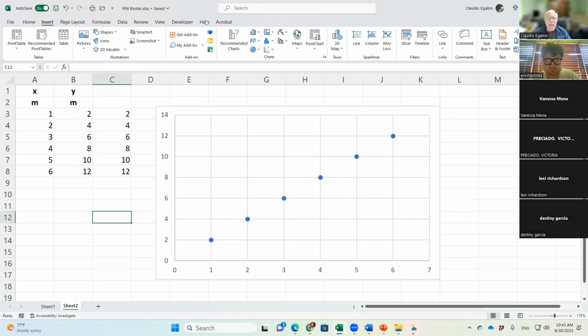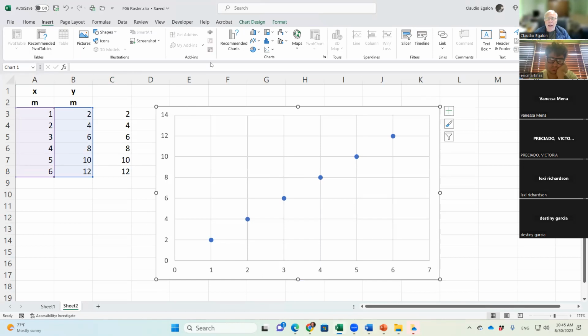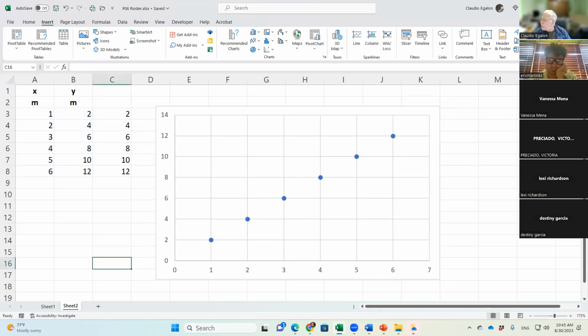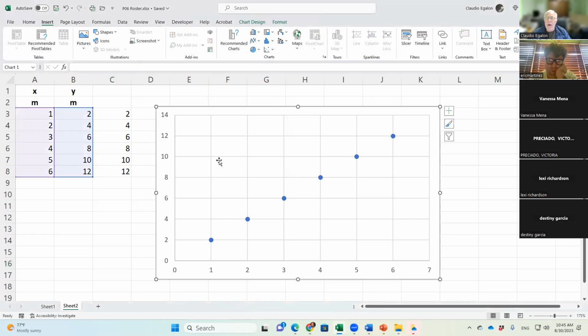Notice what happens. Take a look here at the top of the spreadsheet, right? When I click the graph, two other options appear. When I unclick the graph, the two options disappear. So if I want to work in this graph, if I want to put some axis, name the axis and so on, I need to click on the graph. And then you go to chart design. Okay?